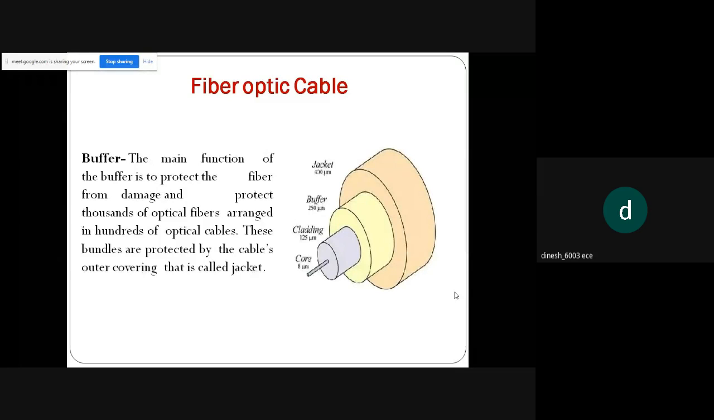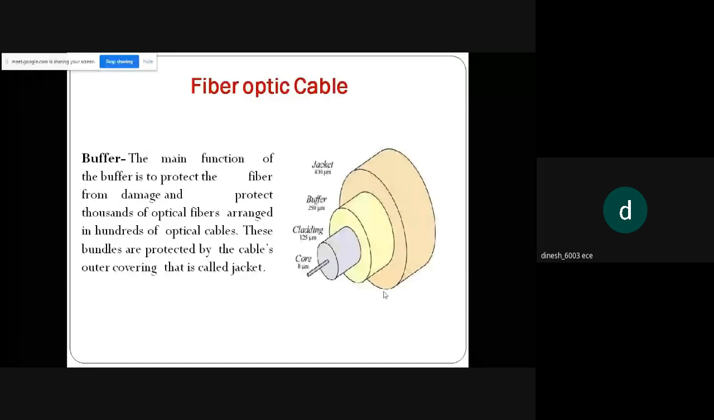Here in this diagram you can see the four main parts of the optical fiber cable. The core is inner, surrounding the core we have cladding, surrounding the cladding we have buffer, and surrounding the buffer we have a jacket. Here a dimension is given for the core, 8 micrometer, which is the diameter measurement. 125 micrometer is the cladding diameter. 250 micrometer is the buffer diameter. Jacket is 400 micrometer diameter. So this is the structure of a fiber optic cable.